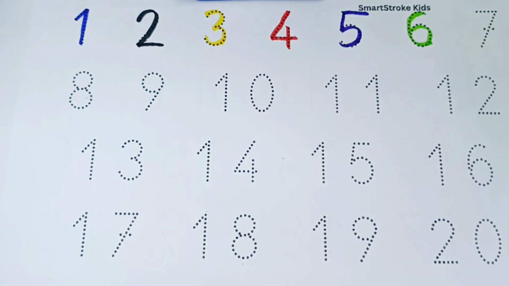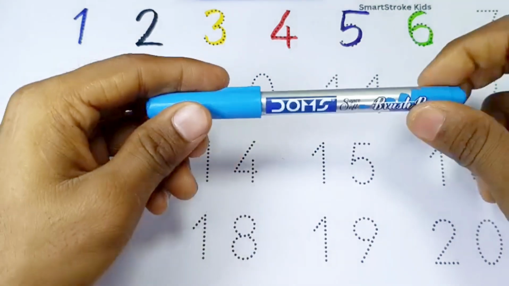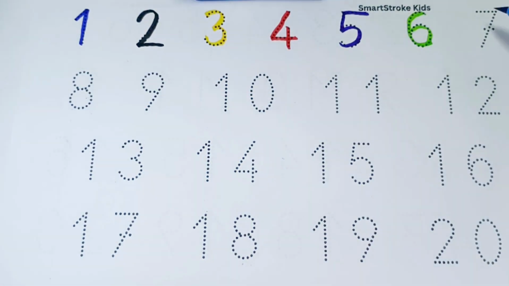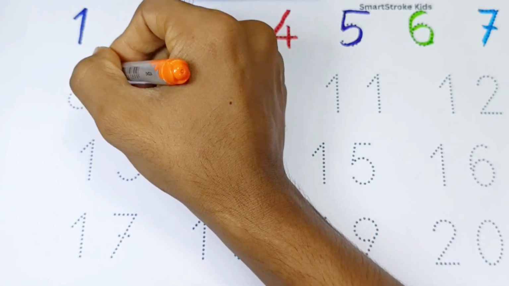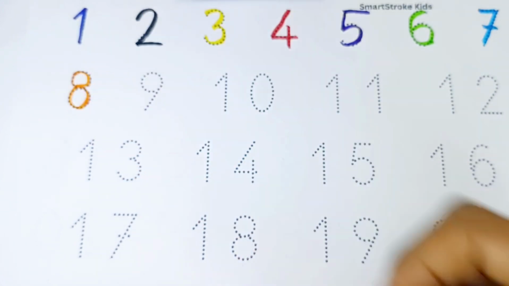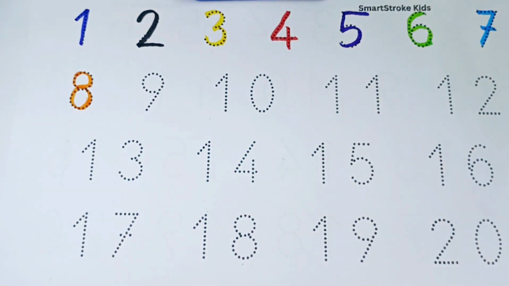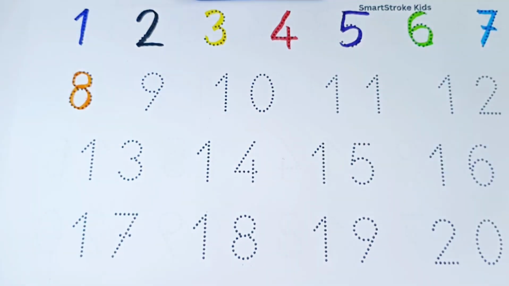Six, S-I-X, six. Now you draw seven and use sky blue color. Seven, S-E-V-E-N, seven. Now you draw eight and use orange color. Eight, E-I-G-H-T, eight. Now you draw nine and use light pink color.